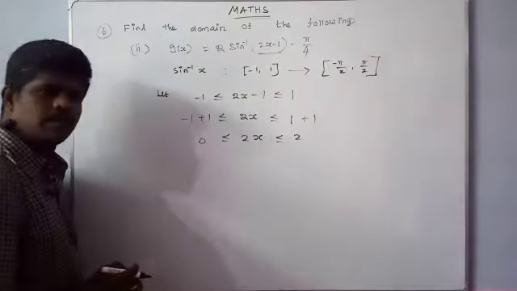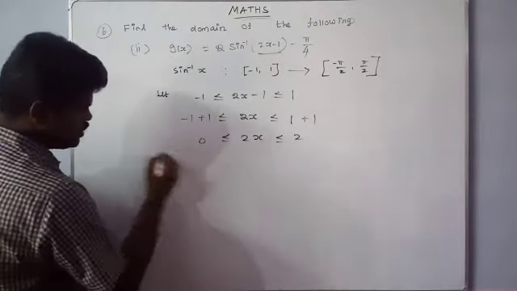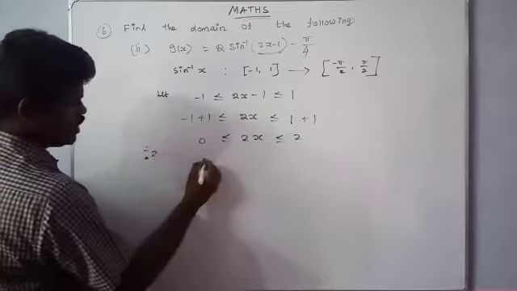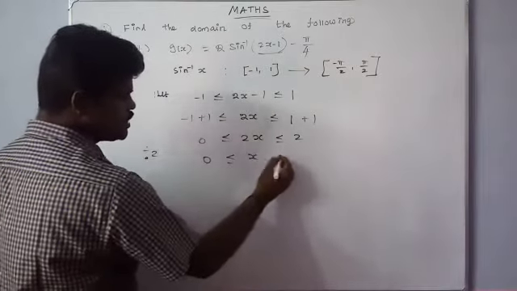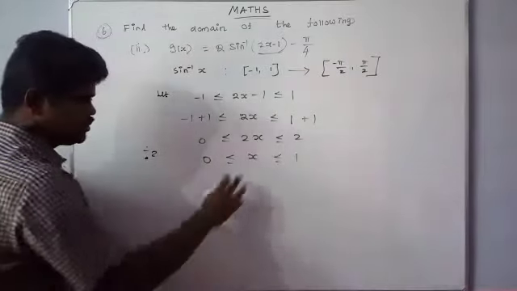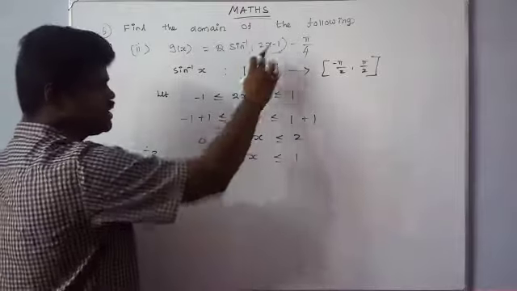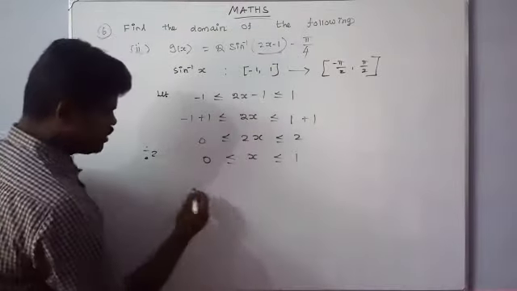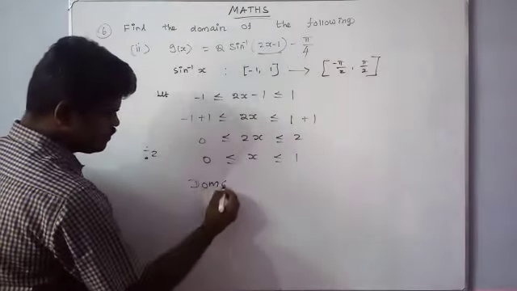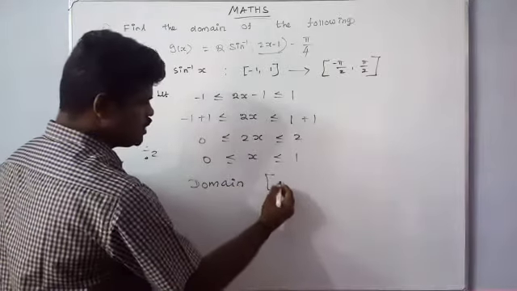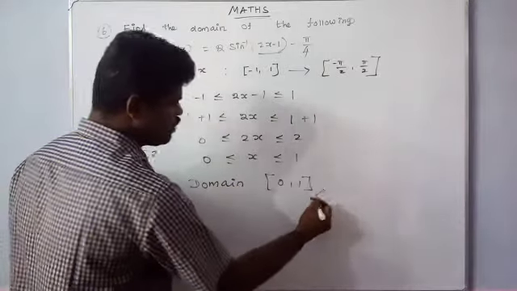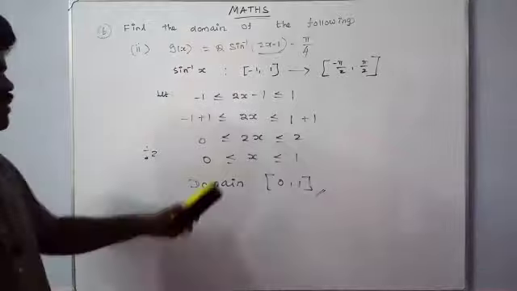Divided by 2 on all sides. So dividing by 2, here 0 less than or equal to x less than or equal to 1. So the domain of this function must be 0 to 1. The domain is equal to 0 to 1. Okay, refer the sum.